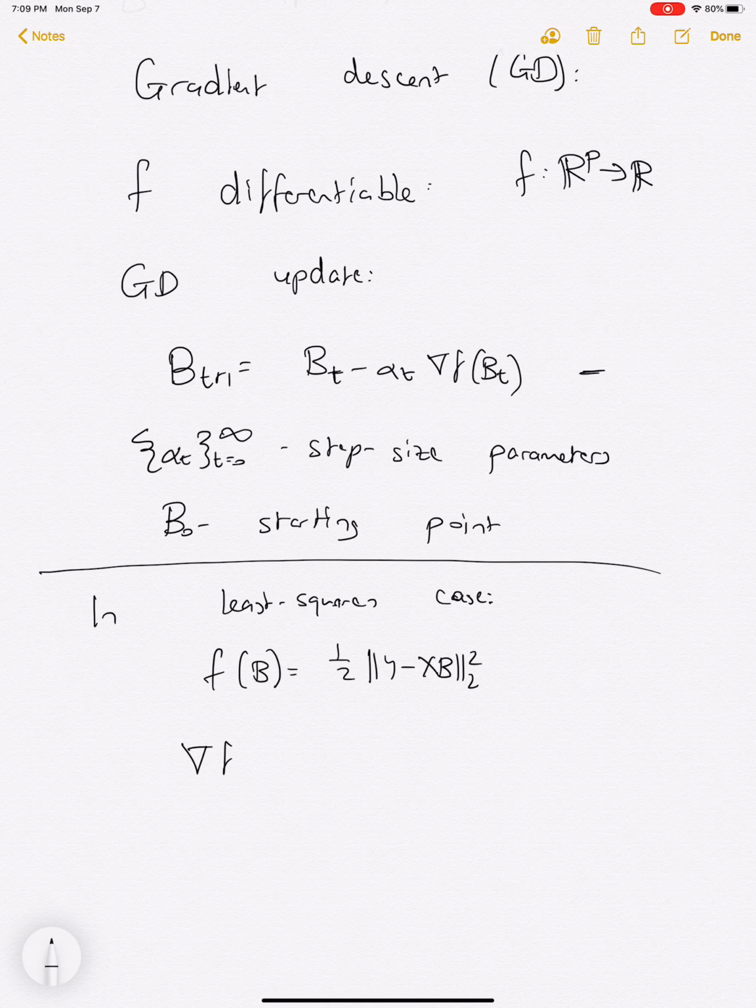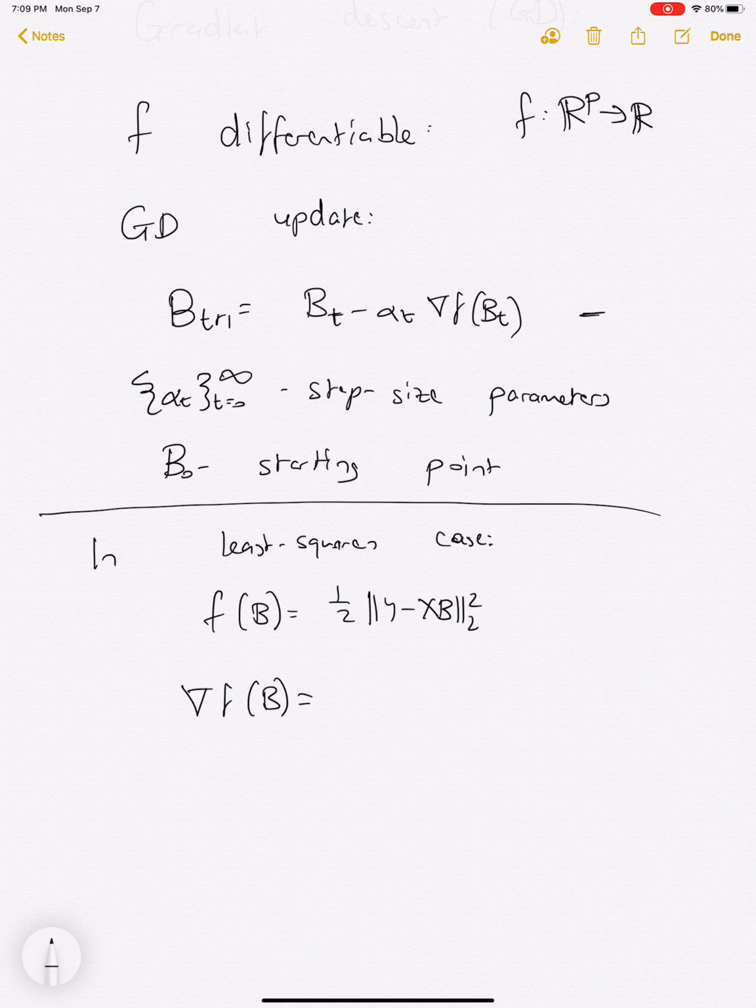So the gradient of this objective, using again matrix notation, the 2 comes out and is included, so the half times 2 becomes 1, so that disappears, and you just get, using matrix vector notation, x transpose times (Xb minus y). And a good check to do is to always make sure the dimensions match up, and they certainly do.